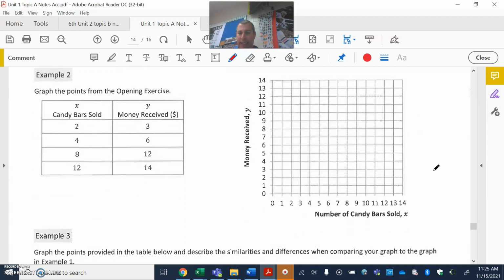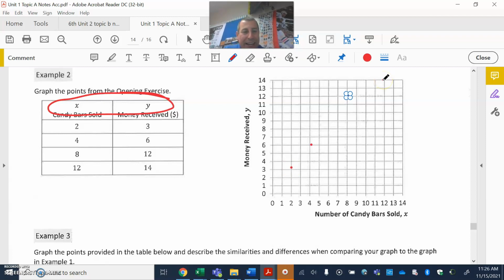Let's take a peek at what we've got going on here. We're going to plot these points. Again, there's my X and my Y. I'm going to go to the right 2, up 3, to the right 4, up to 6, to the right 8, up to 12, to the right 4, up to 6, to the right 2, up to 3, and then to the right 12, up to 14.